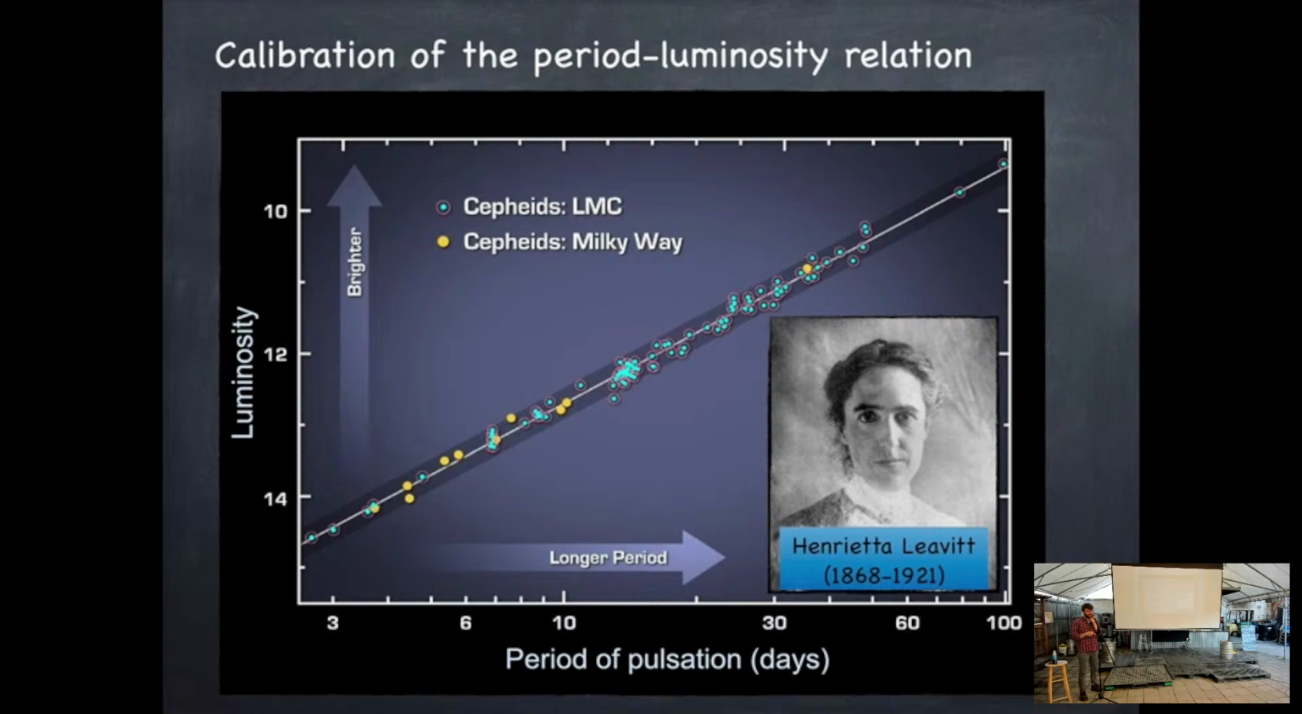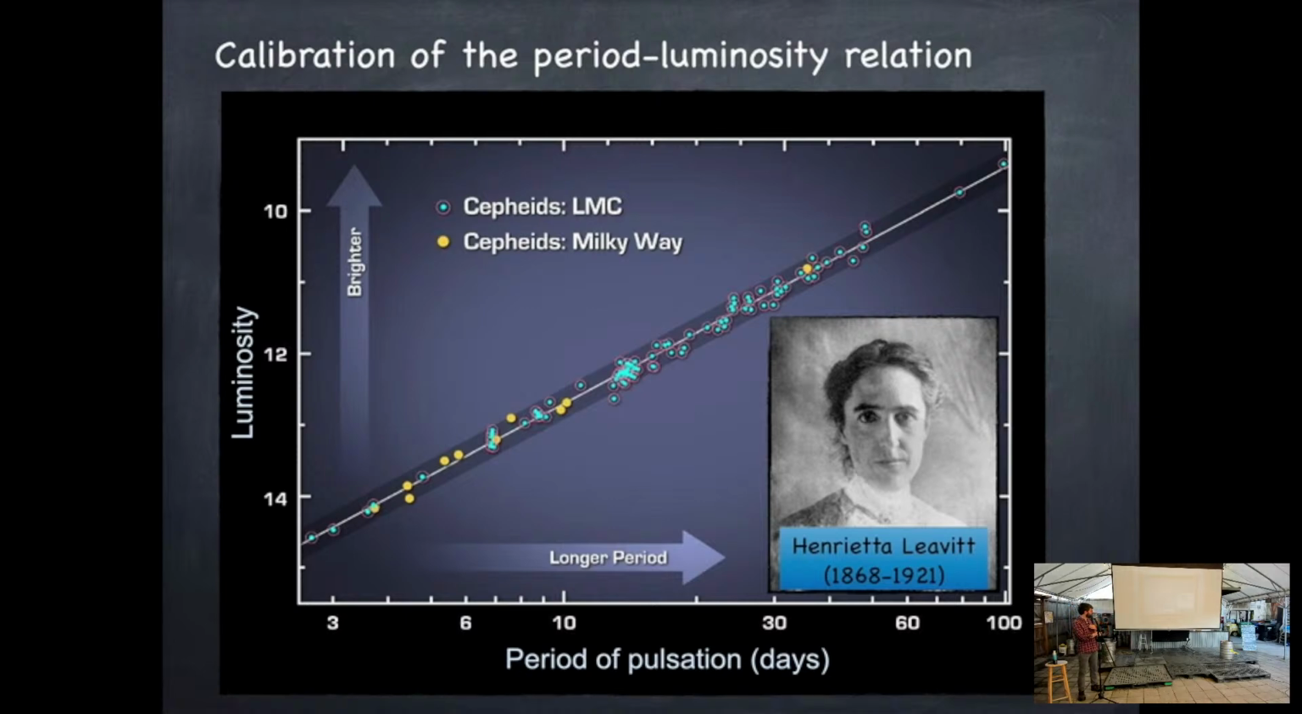So at this point, this relation between luminosity and period of pulsation was not calibrated because we didn't know the distance to the small Magellanic Cloud. But then later on, we found some of these variable stars called Cepheids in the Milky Way. We had the parallaxes to them, and we can place them on the same period-luminosity relation. You can see that these stars from the Milky Way and the small and the large Magellanic Cloud agree. They lie on the same relation, and this is very important.